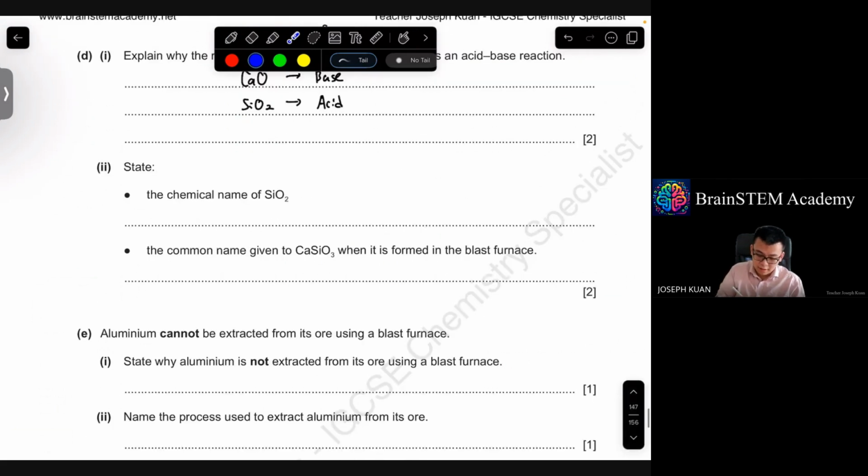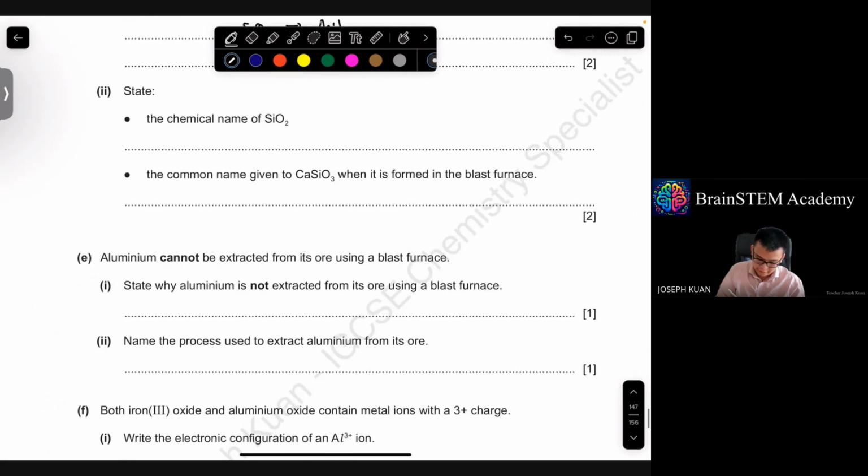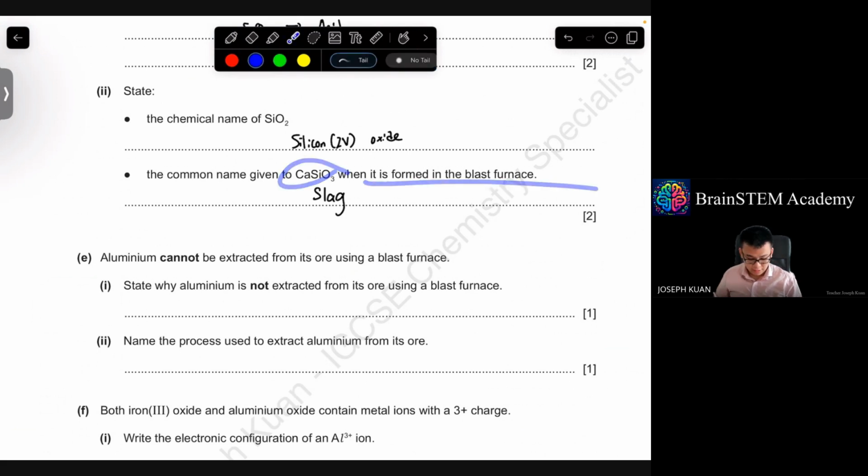Okay, state the chemical name for silicon 4 oxide. Okay, silicon 4 oxide. And then the common name given to calcium silicate. Okay, this is known as slag. This calcium silicate when it is formed in the blast furnace.